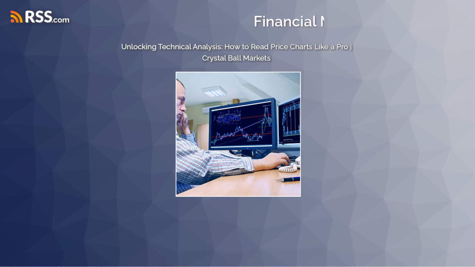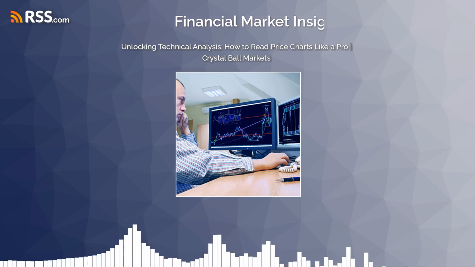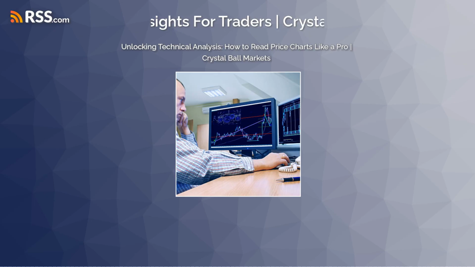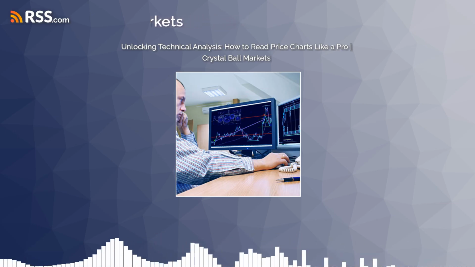Drawing trend lines. Use a trend line to connect two or more swing lows in an uptrend, or swing highs in a downtrend. If price stays above or below the line, the trend remains intact. A break of the trend line often signals a shift.